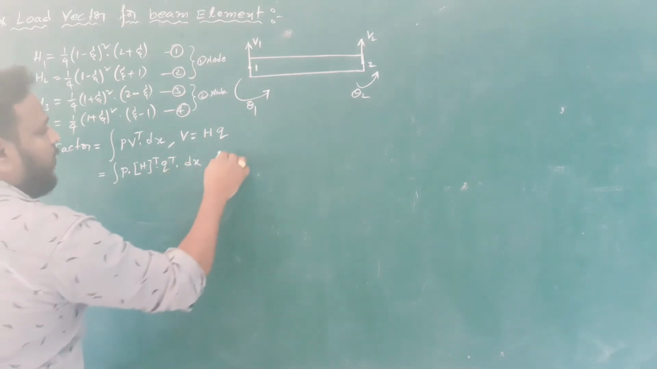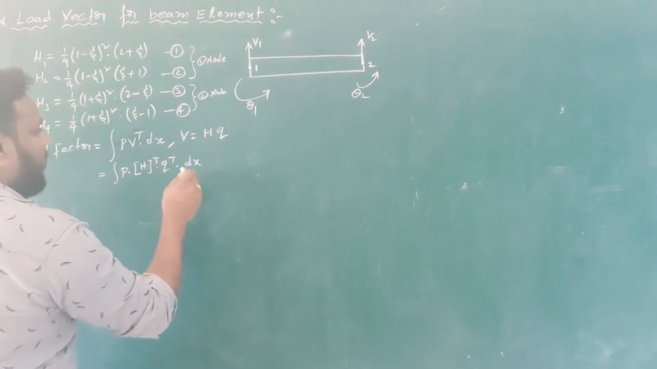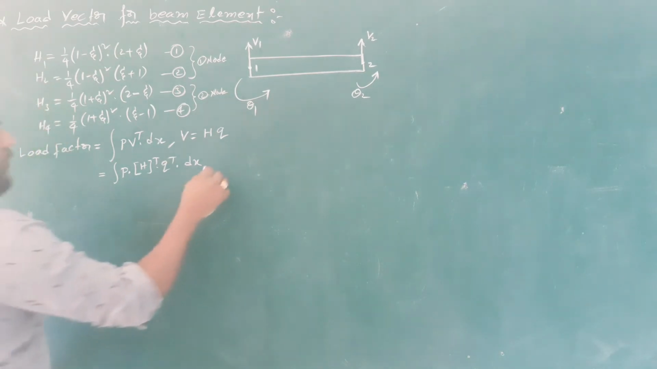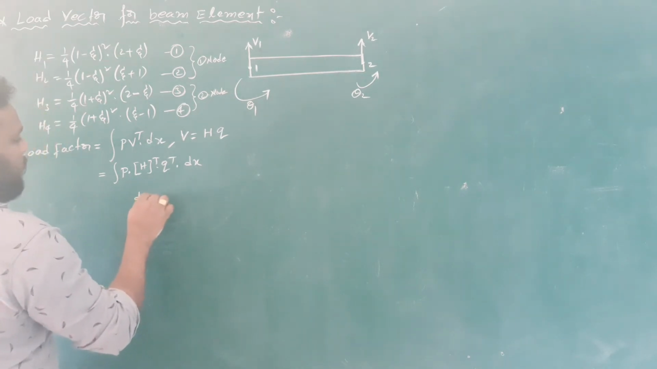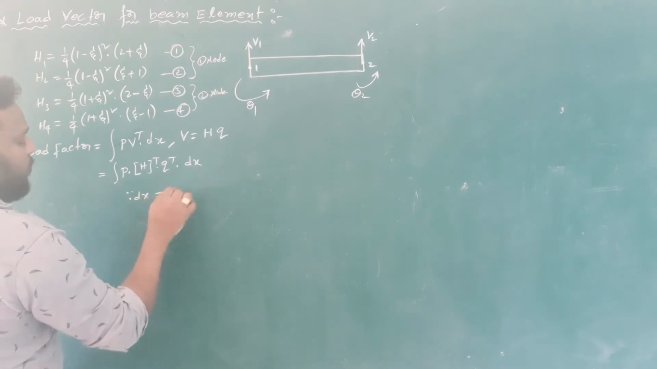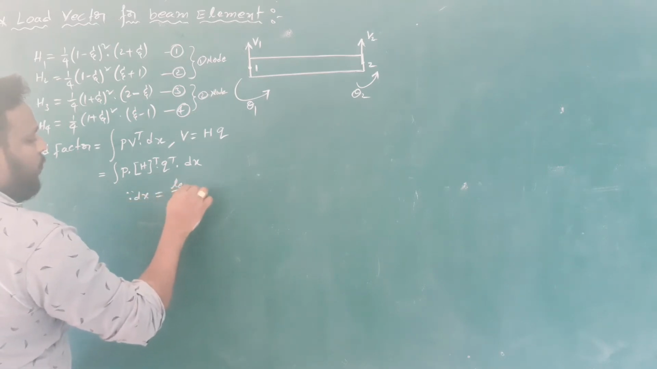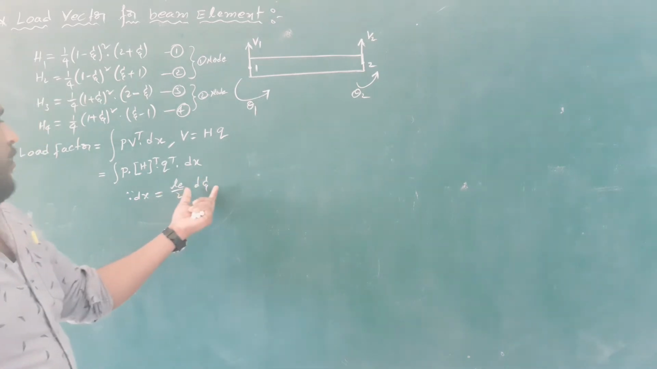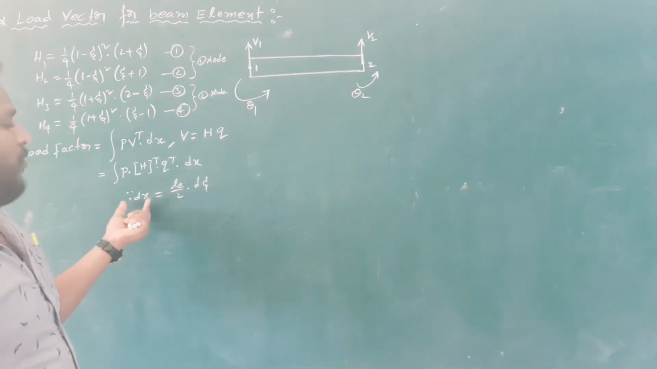You know that dx in terms of the natural coordinate system is dx equal to Le by 2 into dj. That is the relation between the natural coordinate system and the global coordinate system.